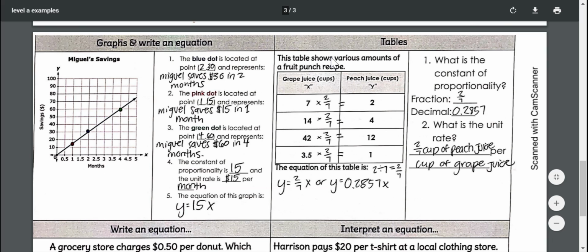All right, next, this table shows various amounts of a fruit punch recipe. First it's asking what is the constant of proportionality. So all I would need to do is y divided by x. In this case, it could be 2 divided by 7. That could be written as 2/7, or if you do 2 divided by 7 in your calculator, you get 0.2857. This unit rate means that 2/7 cups of peach juice will be used for every 1 cup of grape juice, because if grape juice was 1, we would do 1 times 2/7, and peach juice would be 2/7. The equation for this table is y equals 2/7x.